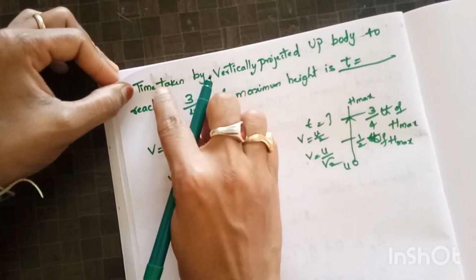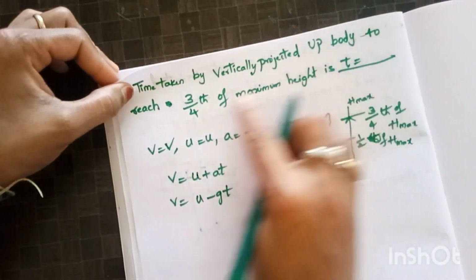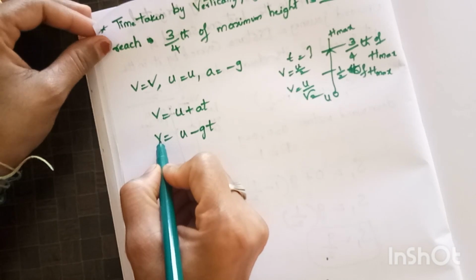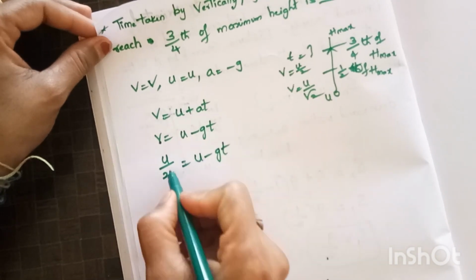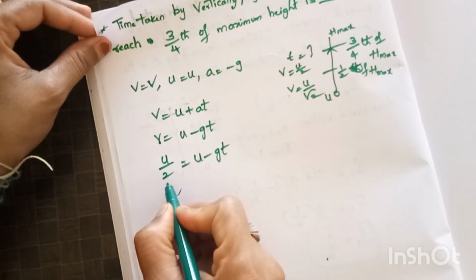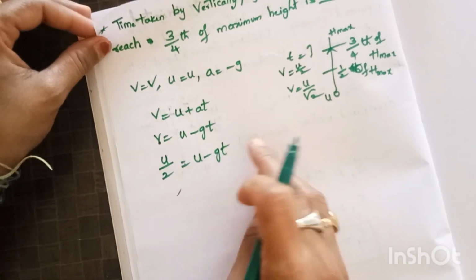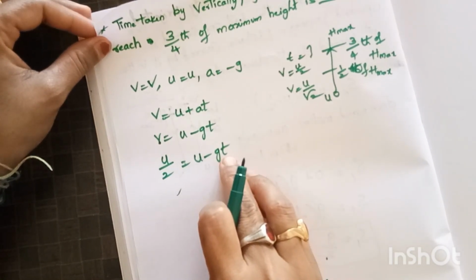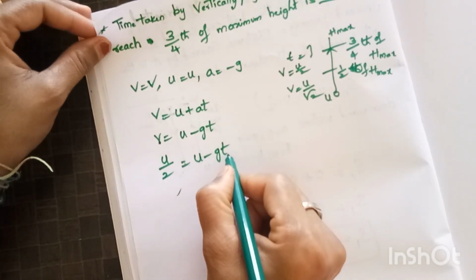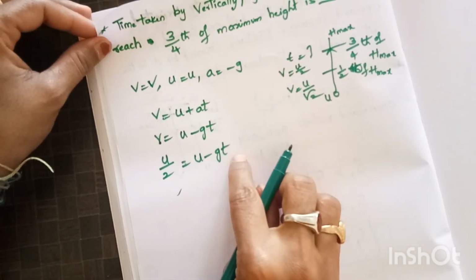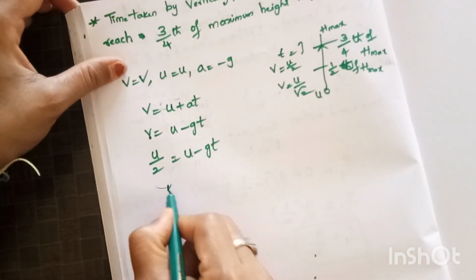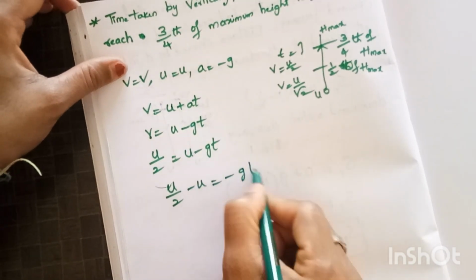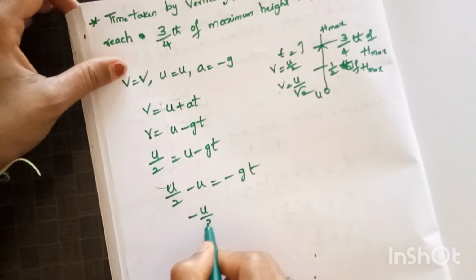So we are going to find the time taken by the vertically projected upward body to reach 3 by 4th of the maximum height. We know that the velocity at 3 by 4th of the maximum height is u by 2. So u by 2 is equal to u minus gt. Why am I substituting u by 2 here? Because this is the velocity at 3 by 4th of the maximum height. By using this we are going to calculate the time. So now we want t, the time taken by the body to reach 3 by 4th of the maximum height. Send this u to the left hand side: u by 2 minus u equals minus gt. u by 2 minus u is minus u by 2 equals minus gt.